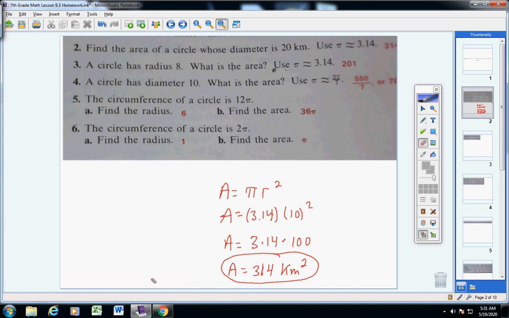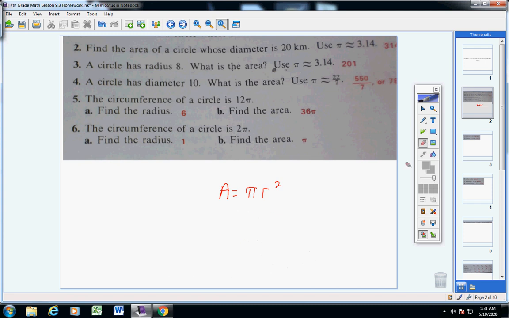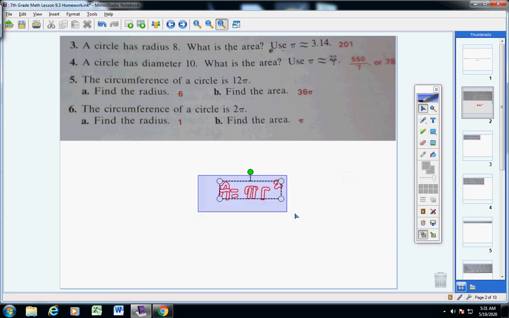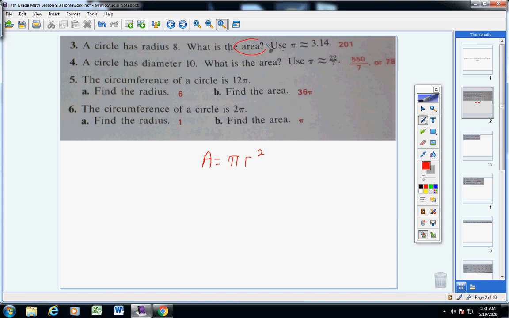A circle. Let's clear all this off here real quick. And number 3. A circle has a radius of 8. What is the area? Okay, so we're going to find the area of a circle, and the radius is 8. So for pi, they want us to use 3.14. My radius is 8. There we go. So area equals 3.14 times 64. 8 times 8 is 64.